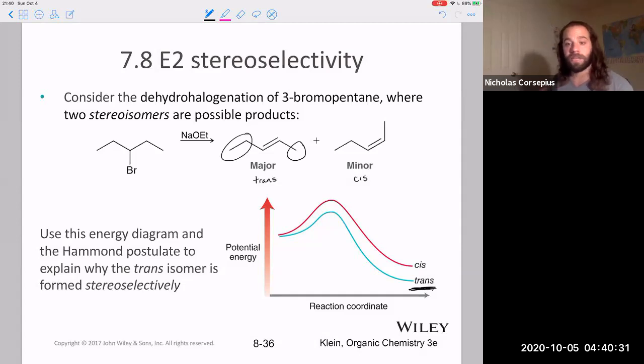Okay, so in terms of stereoselectivity being either cis or trans, the trans in this case is more likely to form because the big bulky groups are on opposite sides. Okay.